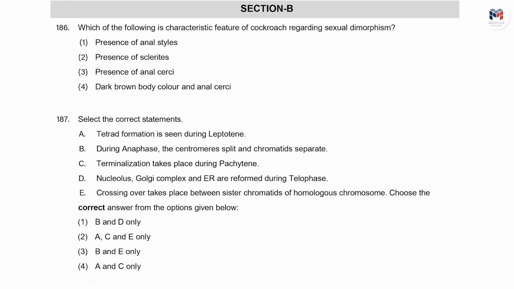Zoology, section B. Question number 186. Which of the following is characteristic feature of cockroach regarding sexual dimorphism? The answer is option number 1, presence of anal styles.